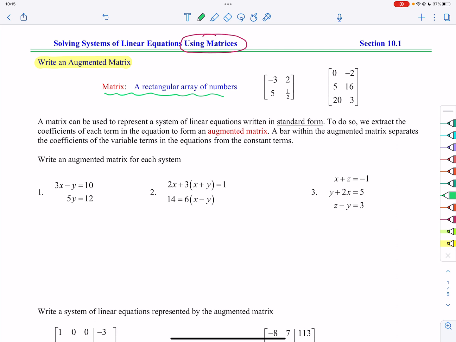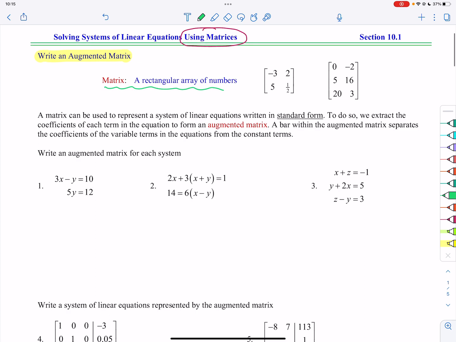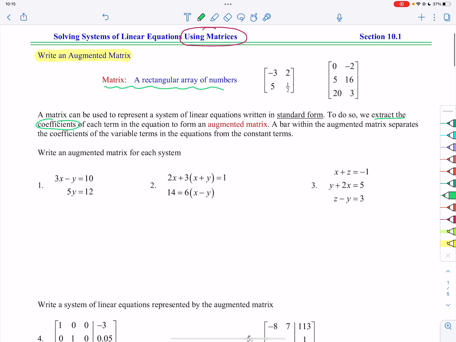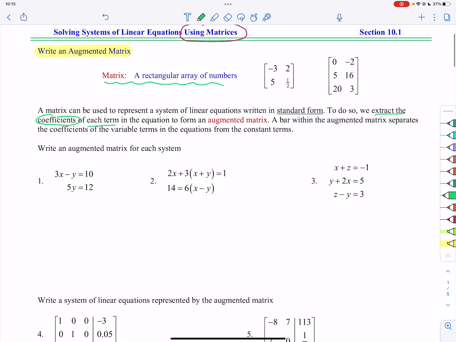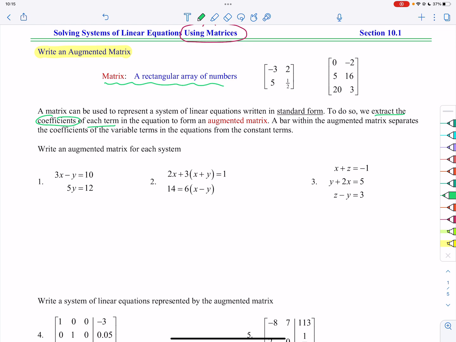A matrix can be used to represent a system of linear equations written in standard form. To do so, we extract the coefficients of each term in the equation, and that's how we form the augmented matrix. A bar within the augmented matrix separates the coefficients of the variable terms in the equations from the constant terms. Let's go ahead and see what we mean by this.